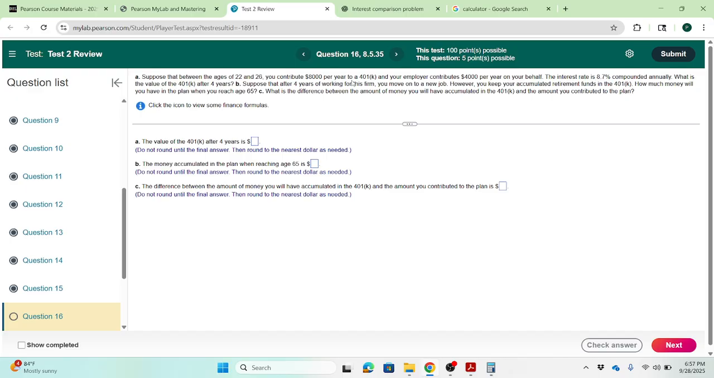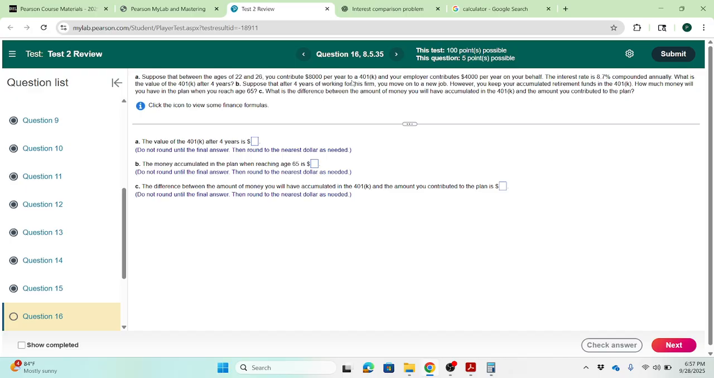Suppose that after 4 years working for this firm, you move on to a new job. However, you keep your accumulated retirement funds in the 401k. How much will you have in the plan when you reach age 65? There are different parts, part A, B, and C. What is the difference between the amount of money you will have accumulated in the 401k and the amount you contributed?